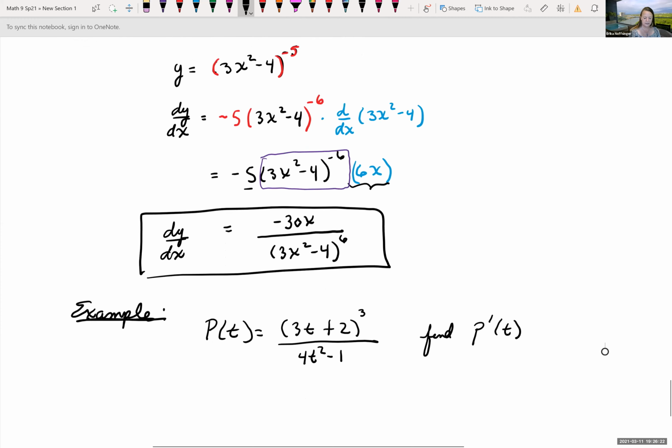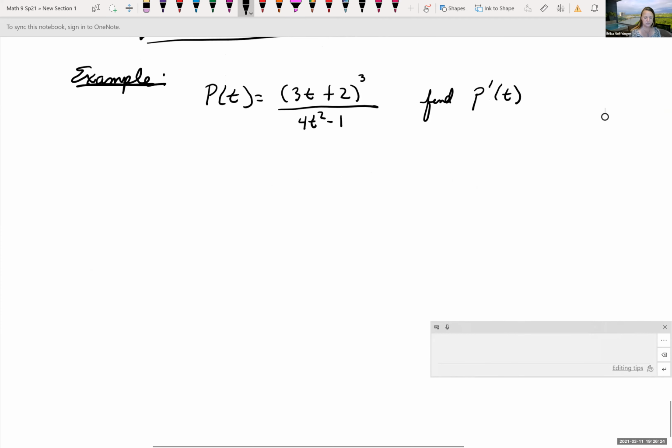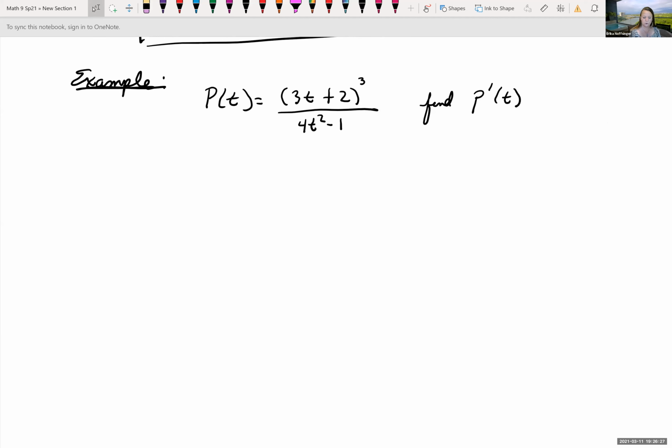How it's written right now, we would have to use the quotient rule. And within that quotient rule, I noticed in the numerator we'd have to use the chain rule.